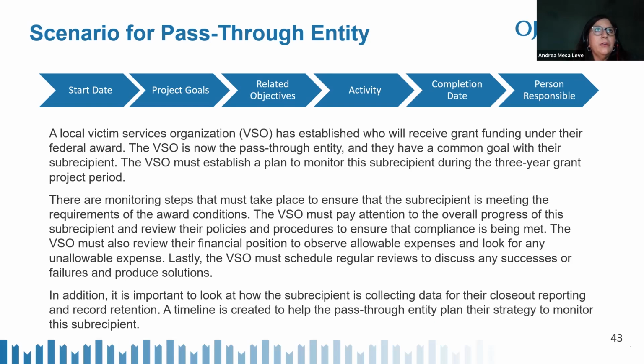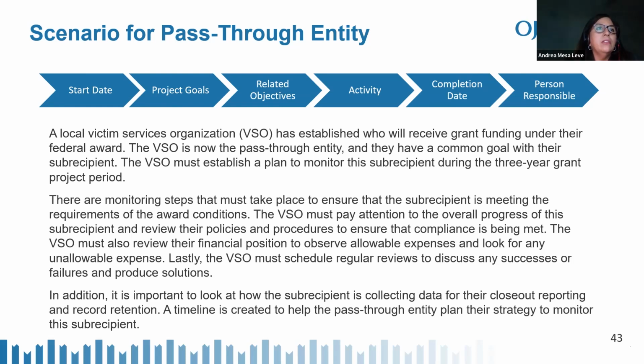A local victim services organization, VSO, has established who will receive grant funding under their federal award. The VSO is now the pass-through entity, and they have a common goal with their subrecipient. The VSO must establish a plan to monitor this subrecipient during the 3-year grant period. There are monitoring steps that must take place to ensure that the subrecipient is meeting the requirements of the award conditions. The VSO must pay attention to the overall progress of the subrecipient and review their policies and procedures to ensure that compliance is being met.